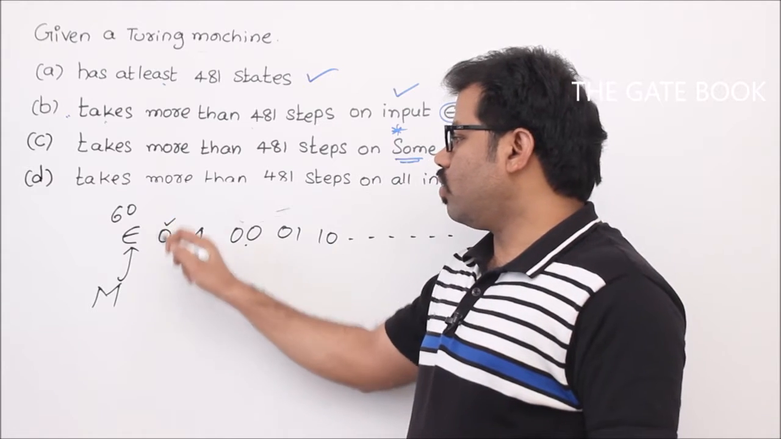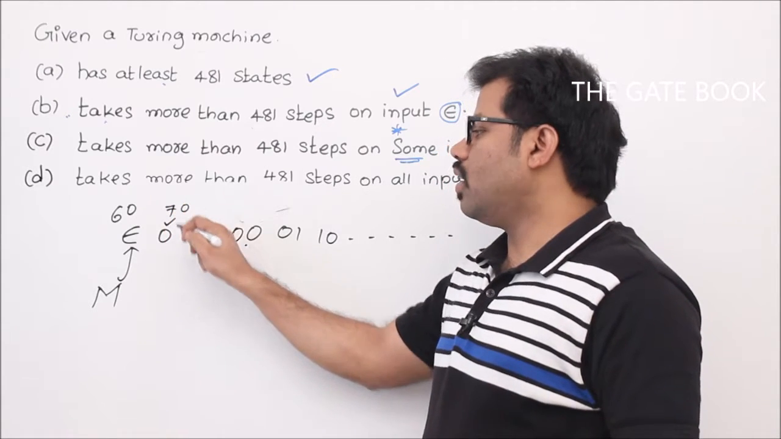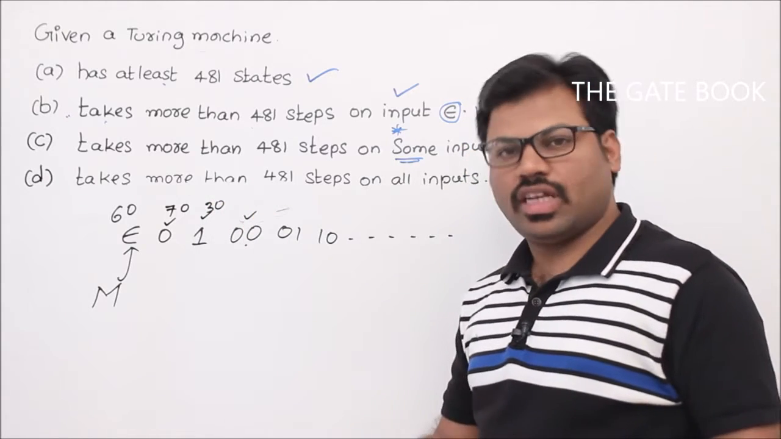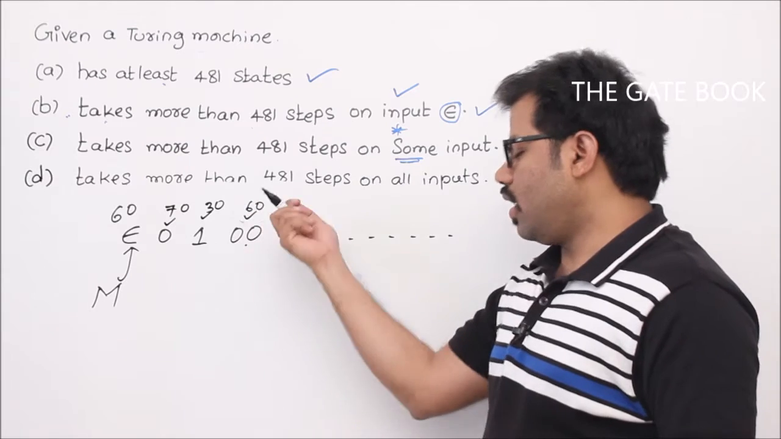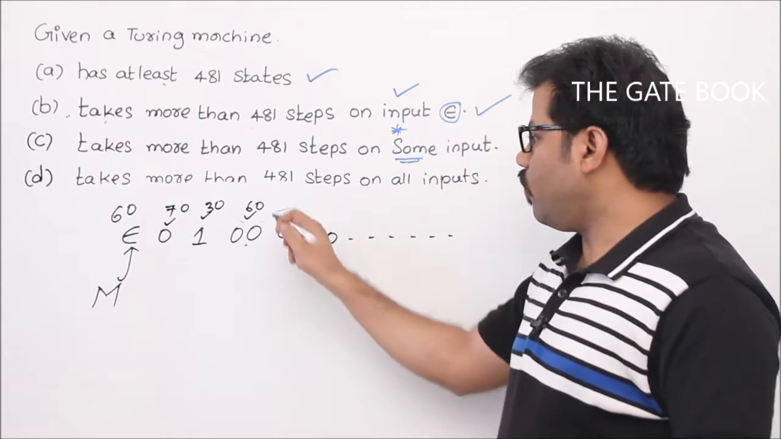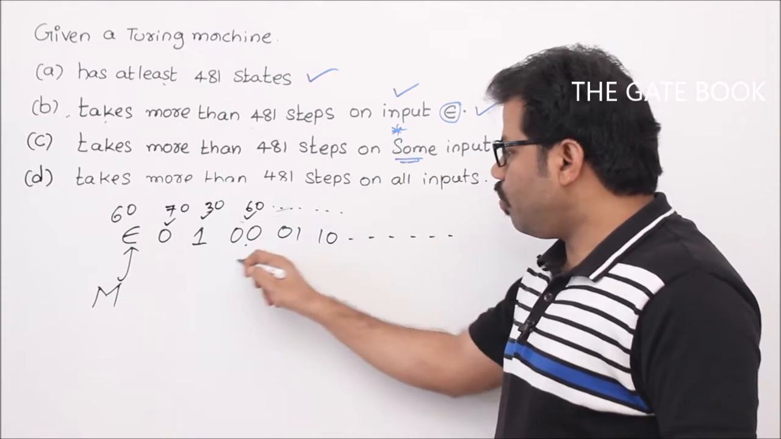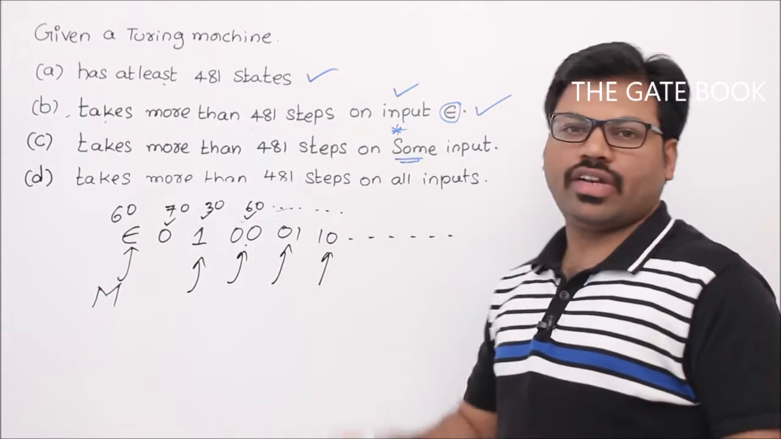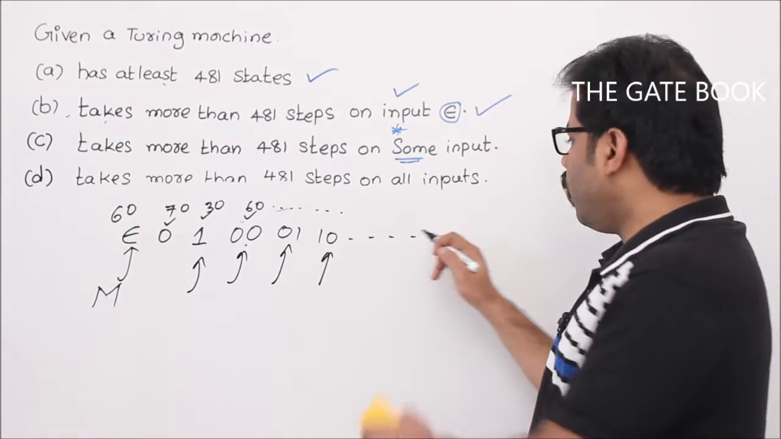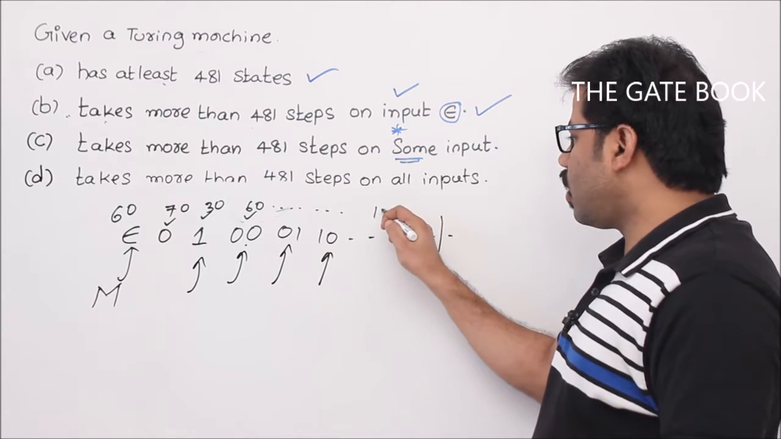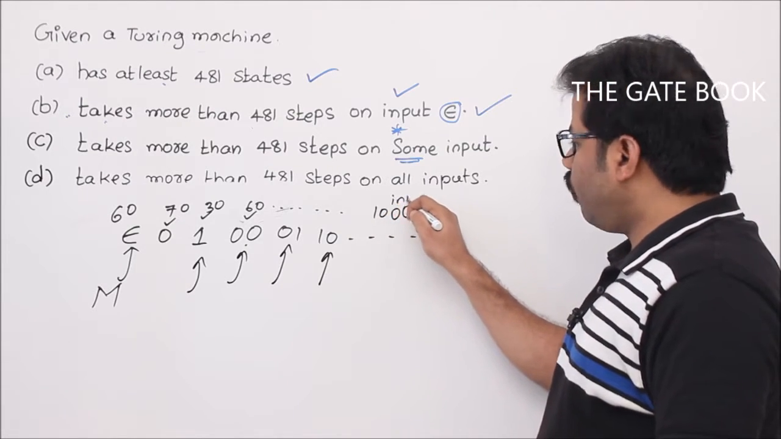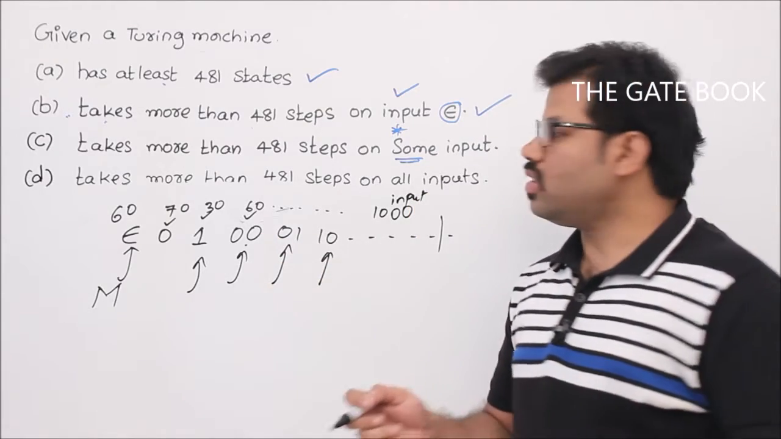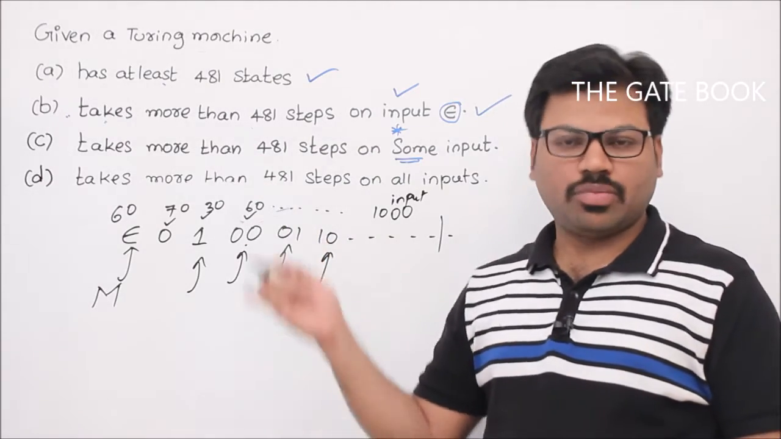Then, sir, I try 0. What if it takes only 70 steps? I try 1. What if it takes only 30 steps? I try 00. Same argument. What if it takes less than 481 steps? Then if your fate is bad, every input whatever you try will take very few steps, less than 481 steps. Then you will stop after some time. Sir, I tried 1000 inputs. Every input was taking less than 481 steps. That means there is no input which takes more than 481 steps.